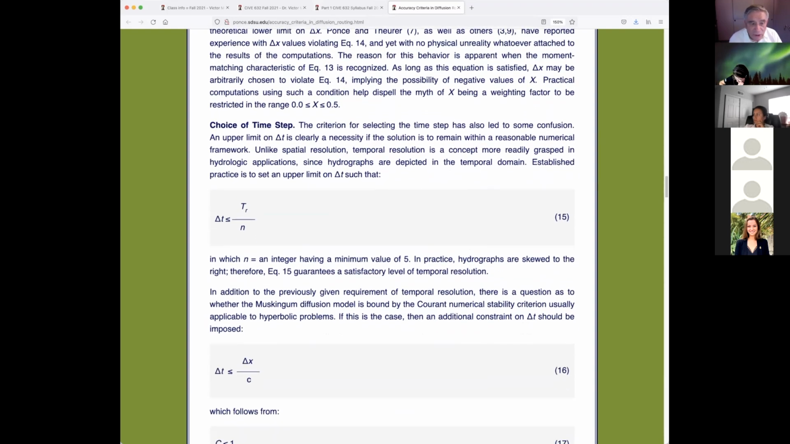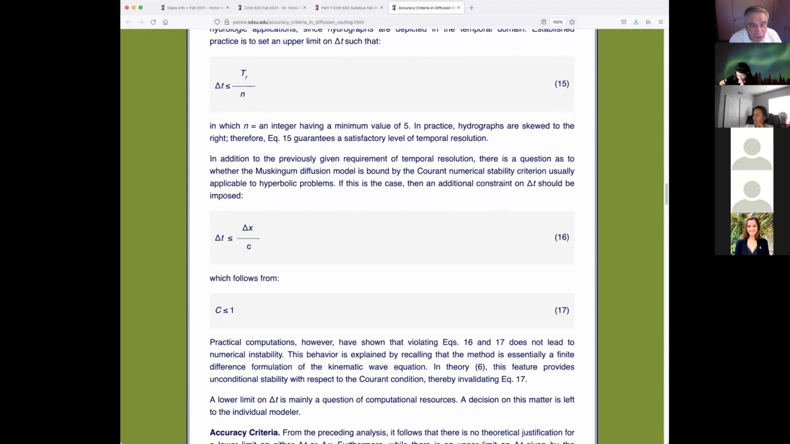Okay, so the choice of time steps: the time step has to be small. You cannot have a 24-hour flood and have a time step of 12 hours. That would be ridiculous. That would just lead to failure. If you have a 24-hour flood, the time step has to be 30 minutes or less.